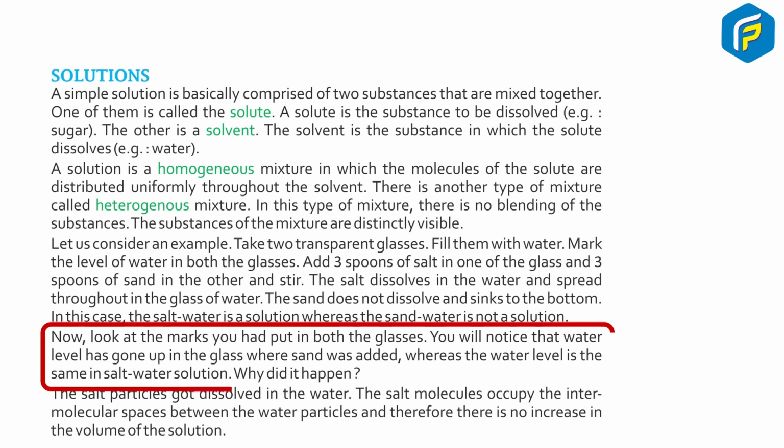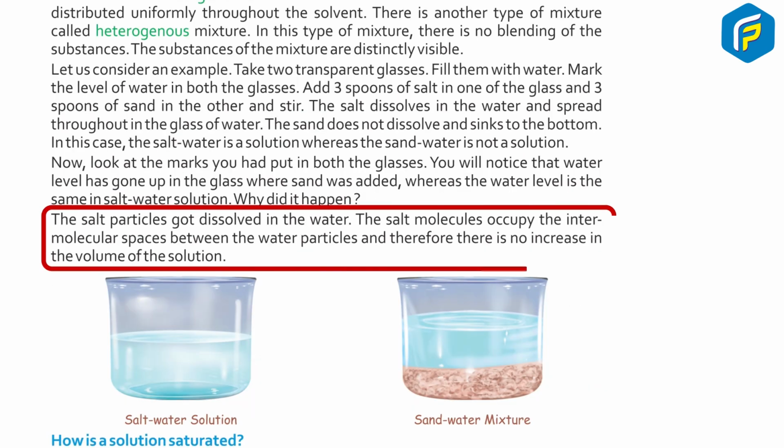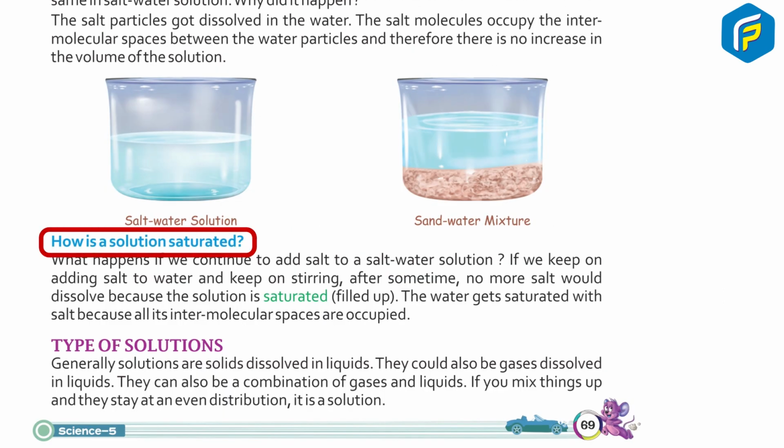Now look at the marks you had put in both the glasses. You will notice that the water level has gone up in the glass where sand was added, whereas the water level is the same in the salt water solution. Why did it happen? The salt particles got dissolved in the water. The salt molecules occupy the intermolecular spaces between the water particles, and therefore there is no increase in the volume of the solution. How is a solution saturated?